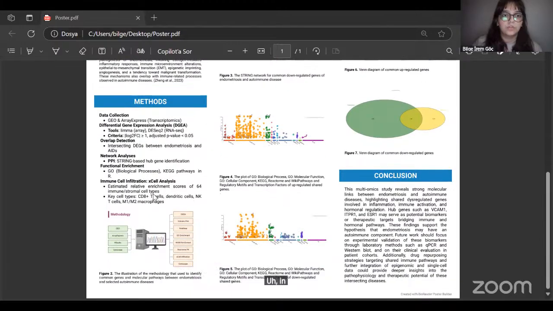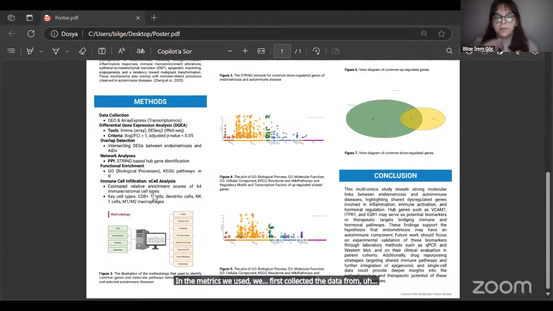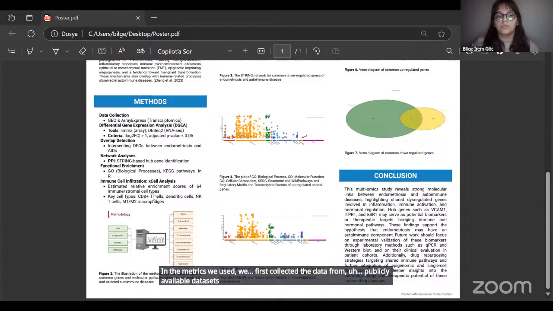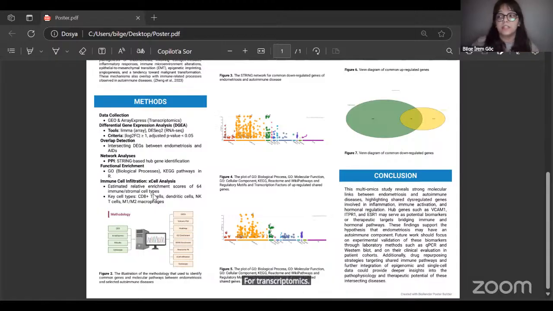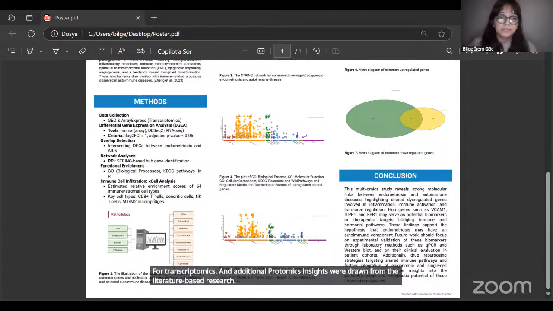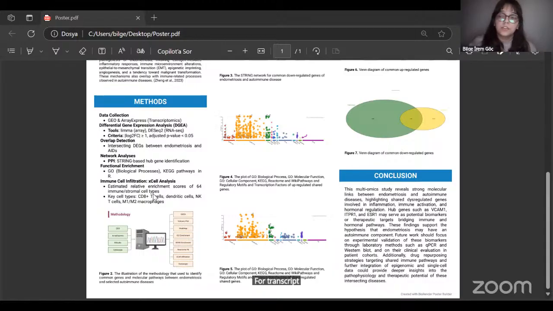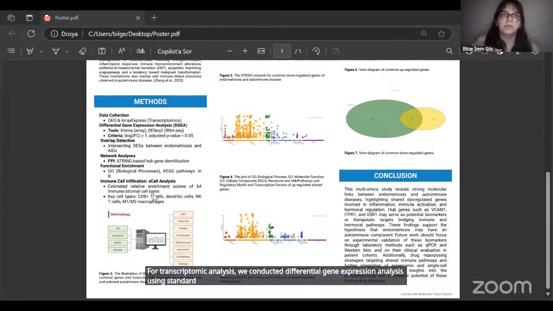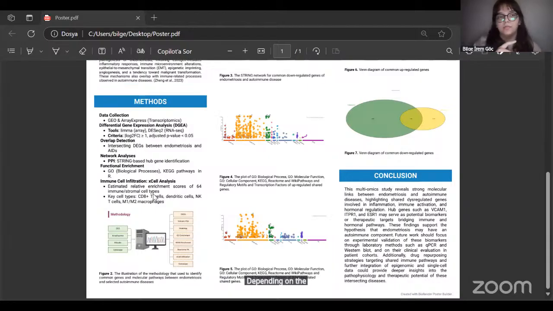In the methods we used, we first collected the data from publicly available datasets. We used GEO and ArrayExpress to retrieve data for transcriptomics, and additional proteomics insights were drawn from literature-based research. For transcriptomic analysis, we conducted differential gene expression analysis using standard pipelines in RStudio, like limma and DESeq2, depending on the platform type of the dataset.